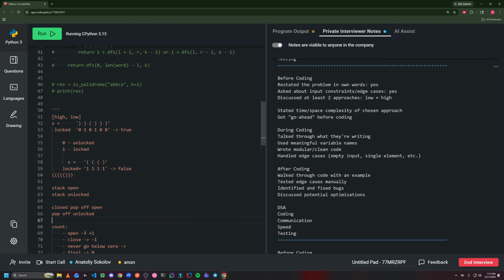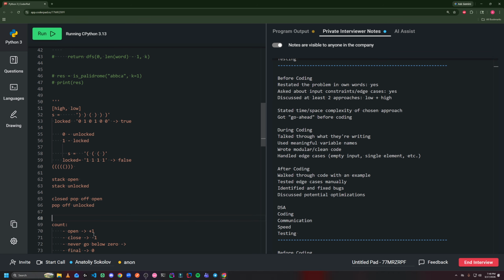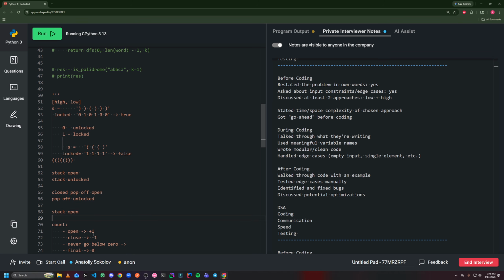So if you ever hit a negative, then you know you don't have enough parentheses, because open plus unlocked is your high, essentially. Right. So if you hit a negative there, then your high is negative, and then you can't do it. So at the very end, you have a stack of open and you have a stack of unlocked.